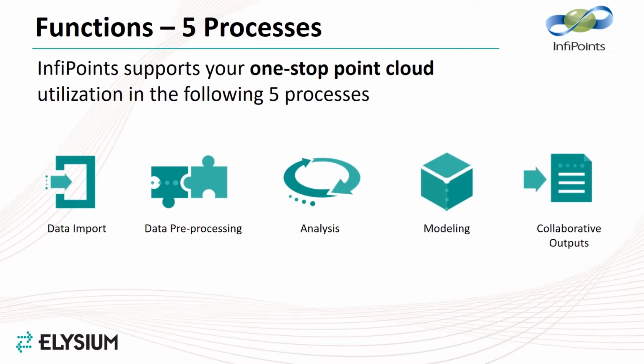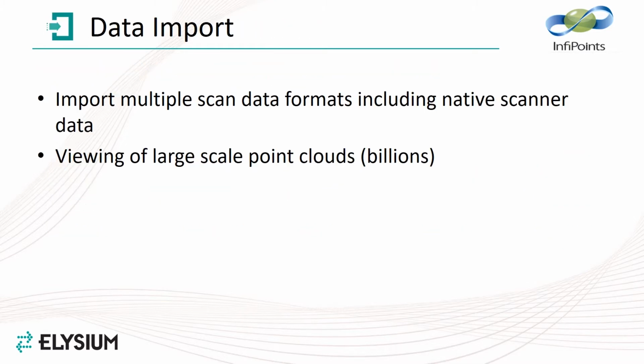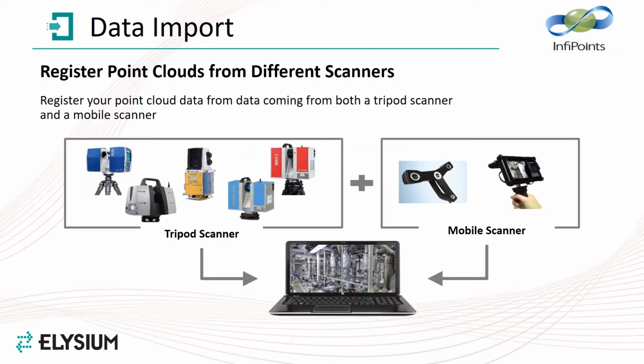Now we're going to get into the different functions of InfiPoints that support these 5 processes: data import, data pre-processing, analysis, modeling, and the various outputs available. Starting with data import, InfiPoints can handle multiple scan data formats, including native scanner data and large-scale point clouds. With InfiPoints, you're able to take 2 different kinds of scans, for example, a scan taken with a tripod scanner and a scan taken with a mobile scanner, and register them to create a unified environment within InfiPoints to work with.